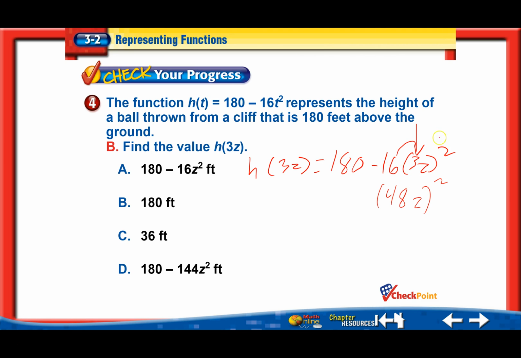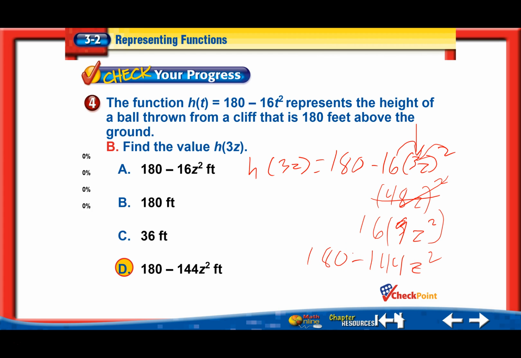Whoops, I was wrong. So you have to do the squared first. So I square this, which would be 9z squared, because I can't do anything there. And then I'll take that and multiply it by 16. So 16 times 9 is 144z squared, and then 180 minus. There we go.